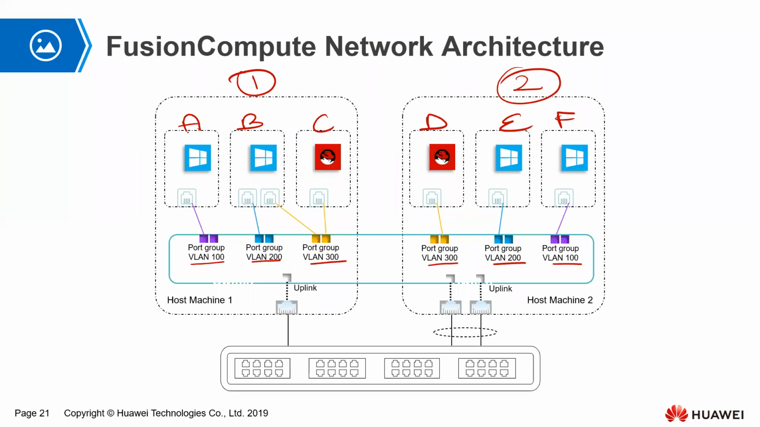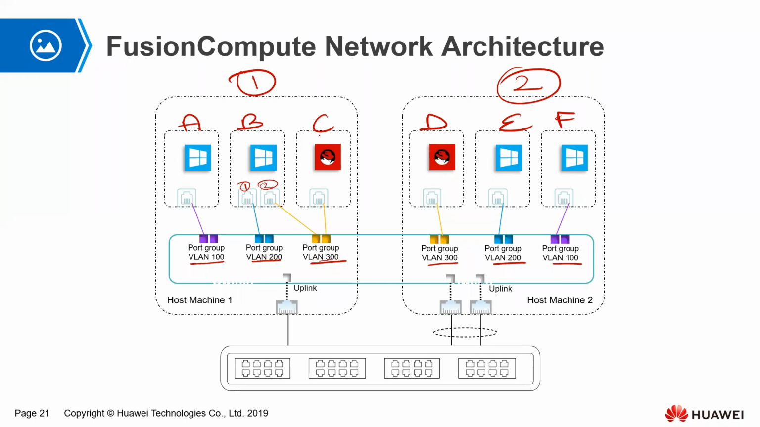So we have virtual machine A, and according to this configuration, it was put on the port group of VLAN 100. We have virtual machine B, and its port group is VLAN 200. And virtual machine B still has two network interface cards. It has interface card 1, and it has a second network interface card, and the second interface card is configured to be connected to port group 300.